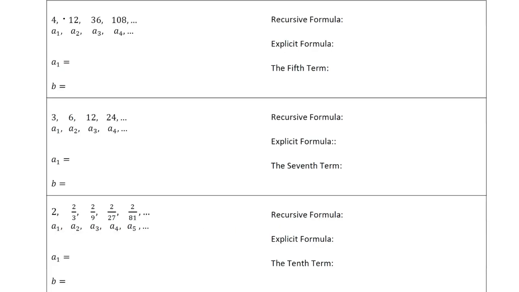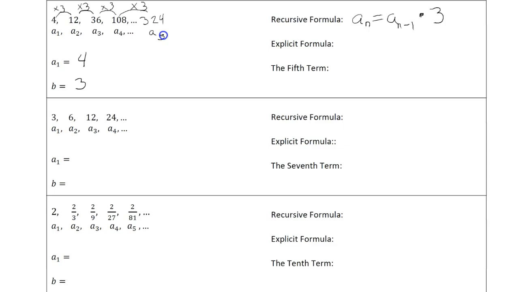To understand what is meant by this, let's look at an example. This is a geometric sequence. The first term is 4. Each term is found by multiplying the previous term by 3. The ratio is 3. The recursive formula is just the mathematical language for saying that to find any term, you must multiply the previous term by 3. To find the fifth term, we would multiply 108 by 3 to get 324. To use the recursive formula, you always need to know the previous term.